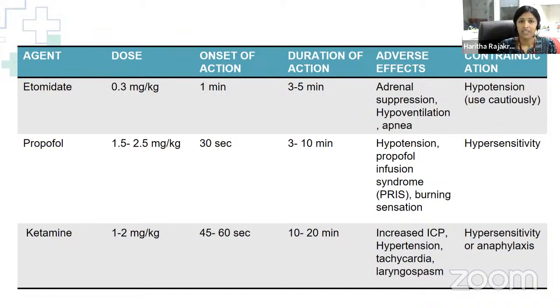And lastly, we have ketamine. The dose we use is 1 to 2 mg per kg. Onset of action is around 45 to 60 seconds, and the duration of action is around 10 to 20 minutes. Here, the adverse effects include increased ICP, hypertension, tachycardia, and laryngospasm. So in cases where a patient has a history of status epilepticus or has a head injury, it's better to avoid the use of ketamine. The contraindications include hypersensitivity or anaphylaxis.